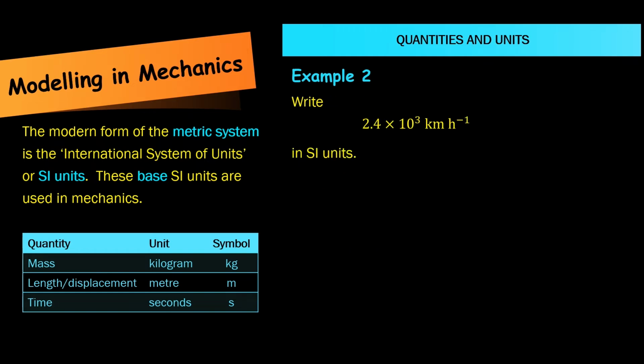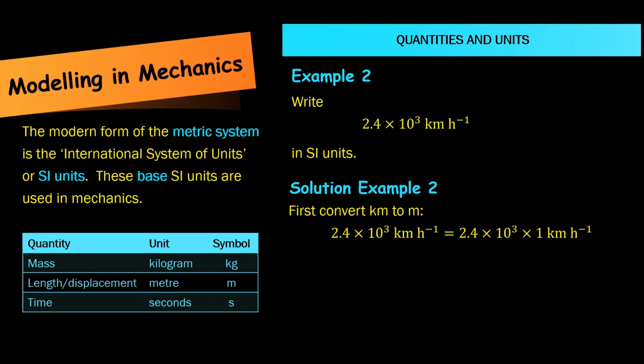Now let's have a go at example 2. We are required to write 2.4 times 10 cubed kilometers per hour in SI units. So let's solve this. First convert kilometers to meters. So 2.4 times 10 cubed kilometers per hour is equal to 2.4 times 10 cubed times 1 kilometer per hour. And of course we've specified 1 kilometer so that we can convert it to meters.